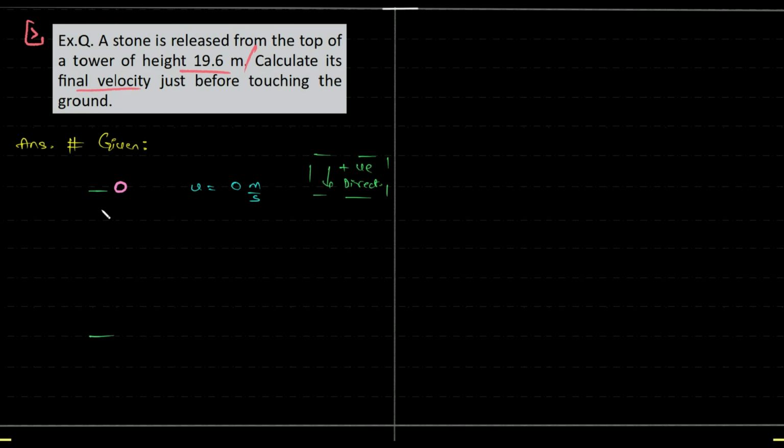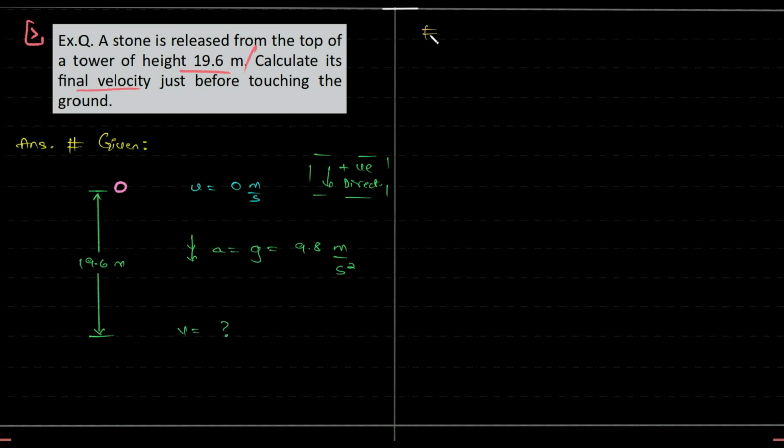So the height from which it's released is 19.8 meters. And not 19.8, 19.6 meters. And the acceleration will be downwards because that's the direction of the net force. That's only gravity. So acceleration is equal to g, positive g, so 9.8 meter per second square. Right? We have to figure out the final velocity.